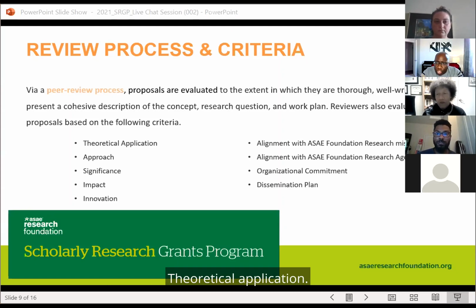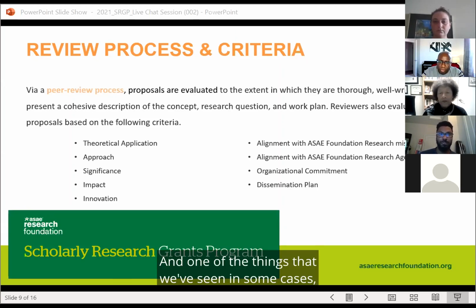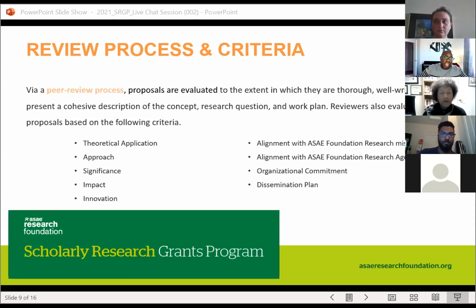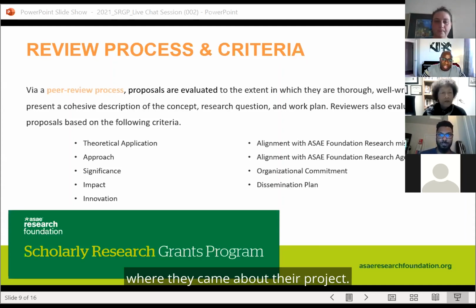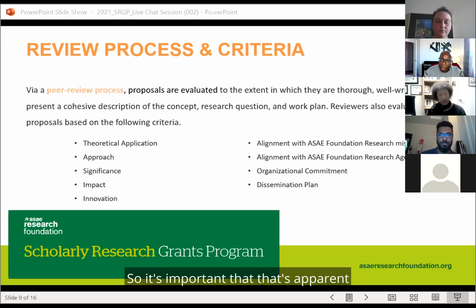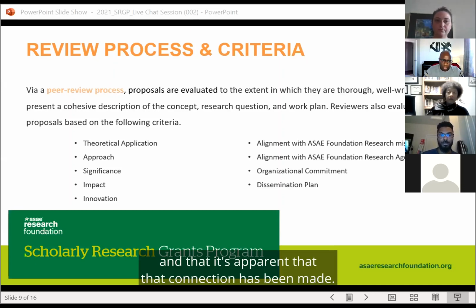Theoretical application. We're looking for proposals which are grounded in theory, grounded in the literature. One of the things that we've seen in some cases is that it's very difficult to see where they came about their project. It was not apparent that they had done any sort of lit review and had grounded it in the actual research in the literature. So it's important that that's apparent, and that that connection has been made.